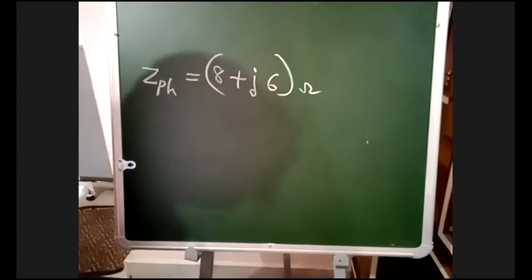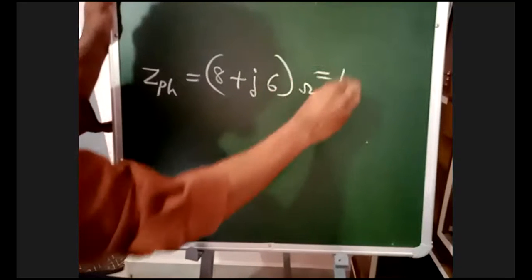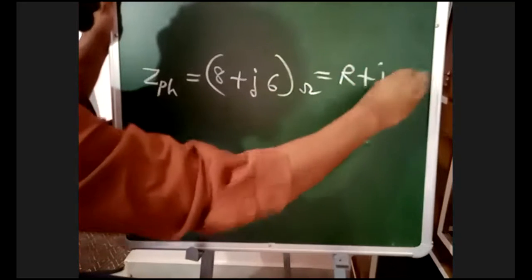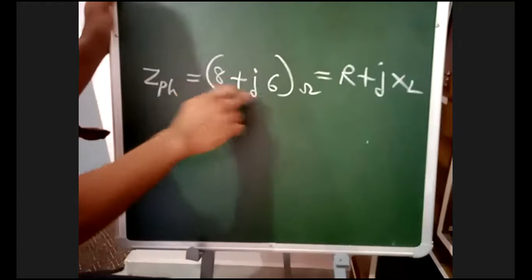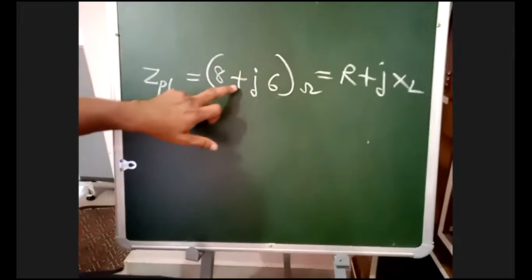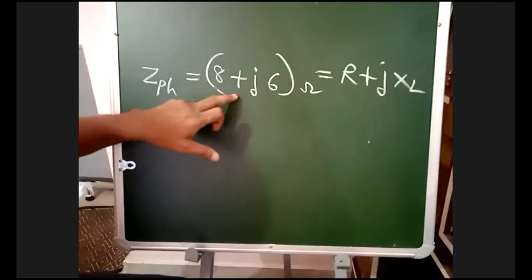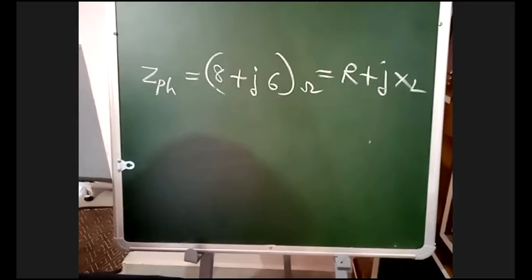Z phase is this much per phase, and this is star connected load. This is R plus J XL. They have given R plus J XL because plus is given. Suppose if minus is given, what is this? XC, R minus J XC. Since plus is given, I am taking it as plus J XL.